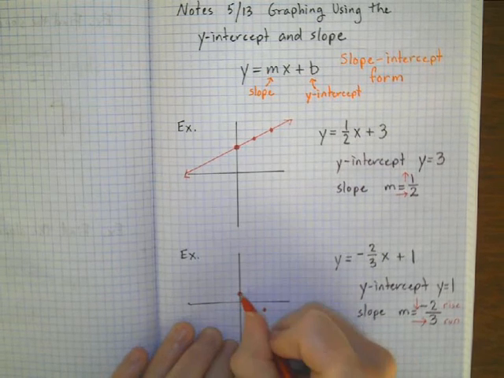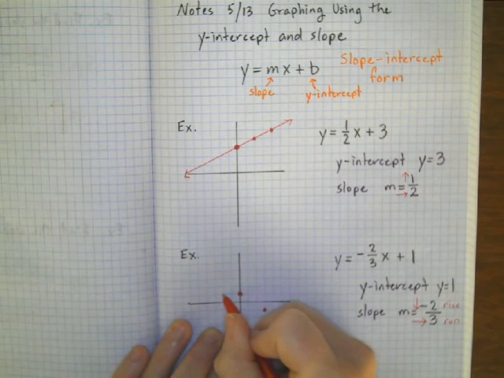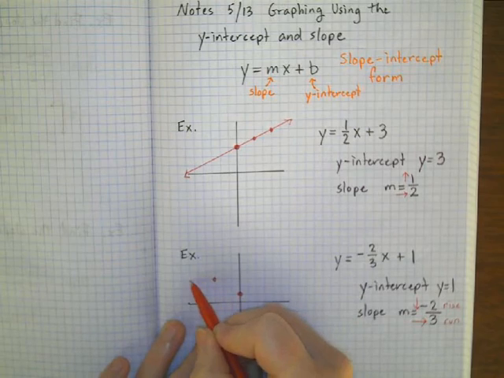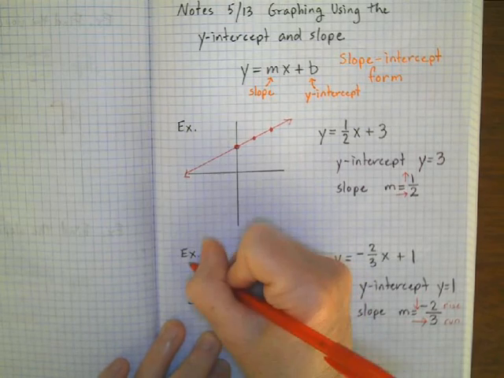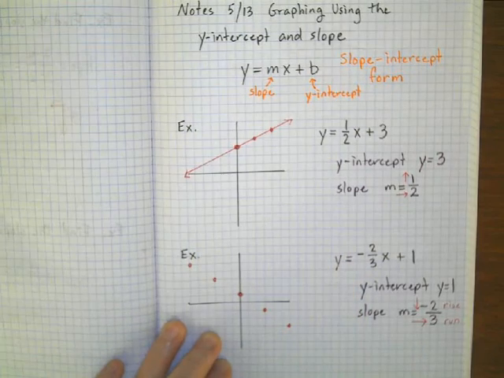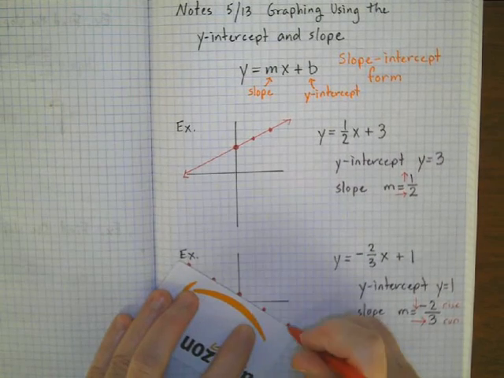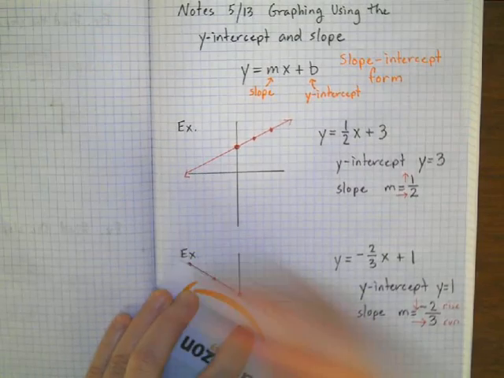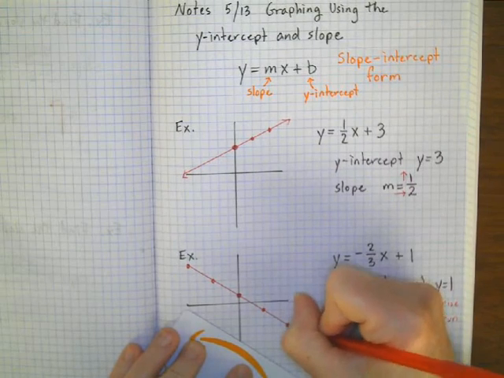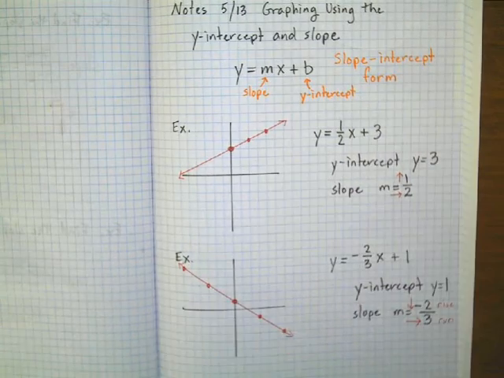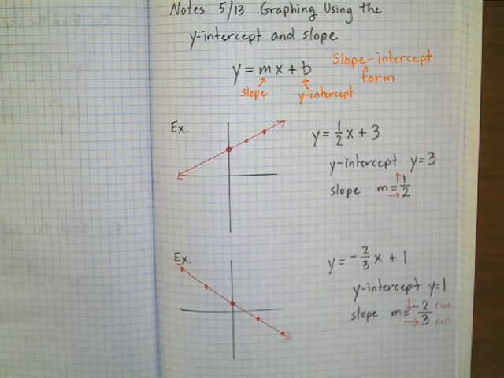Let's do it again. 1, 2, 3, 1, 2. So I can continue that pattern. And look at that. I have a nice straight line going all the way across my graph. Okay, and I could put arrows. It keeps going. Okay, let's do one more example, and then you're going to be practicing this in Math Space.